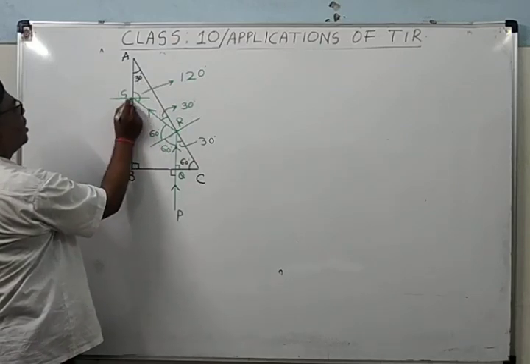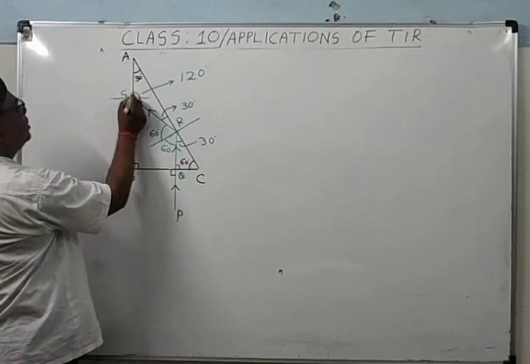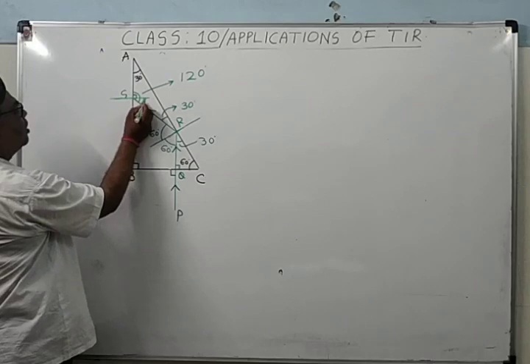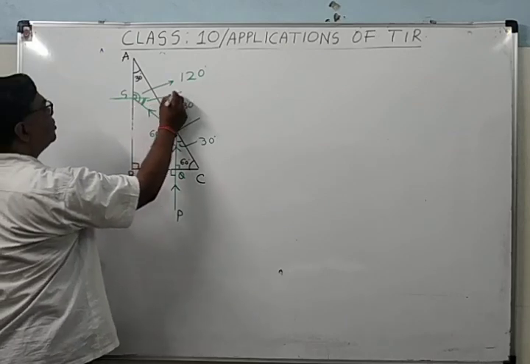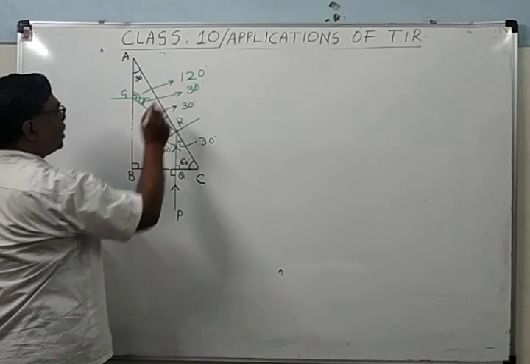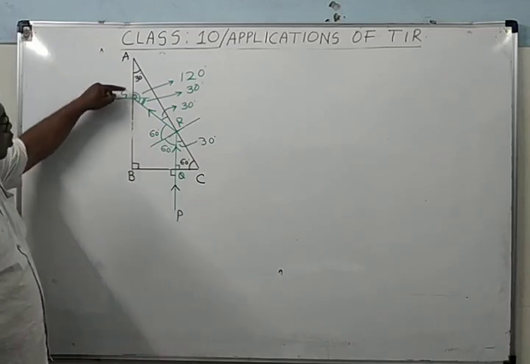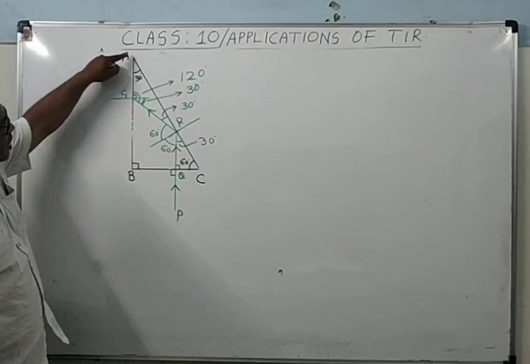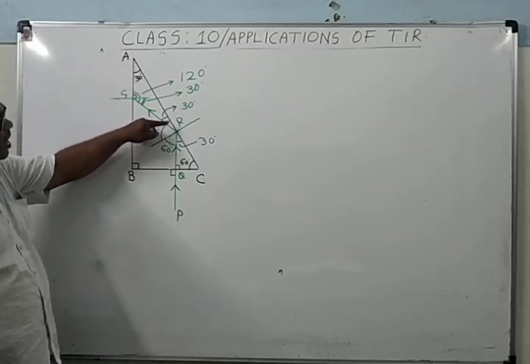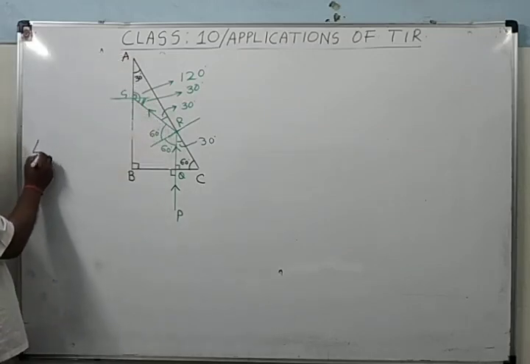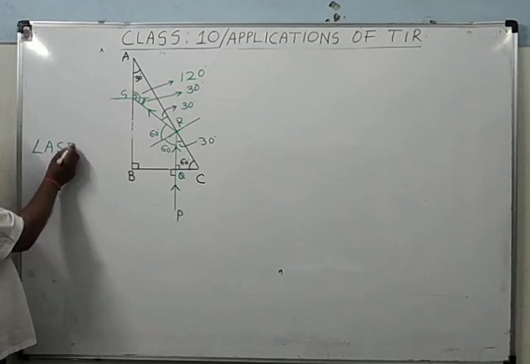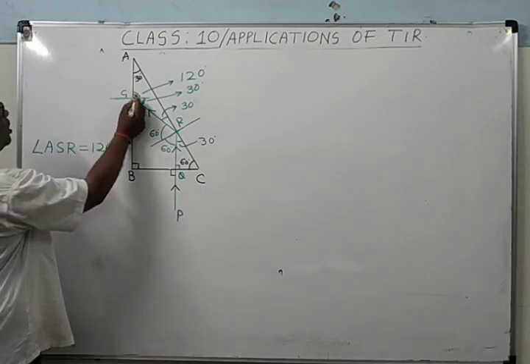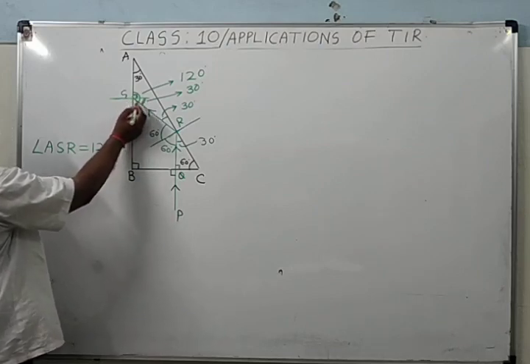When you draw the normal, you can see here this angle is how much? 90. So this angle will be 30 degree. This will be 30. Why will it be 30? You can see here, this ray is making what angle? Angle ASR is 120 degree. Out of that you remove this 90 degree. So this will be 30.